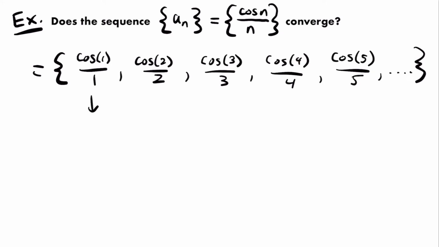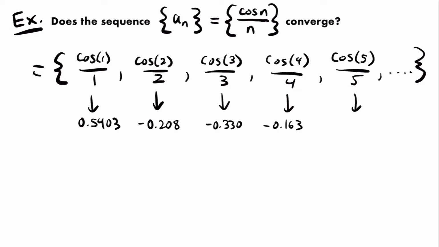All right, now the decimal value for each of these terms are going to be the following. Cosine of 1 is approximately 0.5403. Cosine of 2 divided by 2 is approximately negative 0.208. Cosine of 3 divided by 3 is approximately negative 0.330. Cosine of 4 divided by 4 is approximately negative 0.163. And cosine of 5 divided by 5 is approximately 0.057. So now if you look at the value of our terms here, can you conclude that we are either increasing or decreasing, meaning that the sequence would be monotonic?